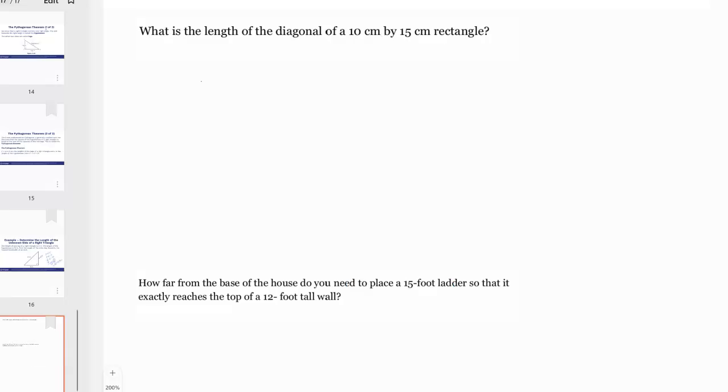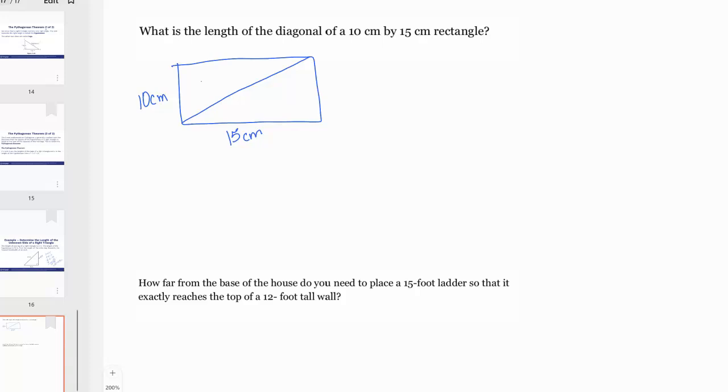So let's look at two word problems. What is the length of the diagonal of a 10 centimeter by 15 centimeter rectangle? So let's draw a picture of what's going on. So we have a rectangle. This is 10 centimeters by 15 centimeters. We want to know how long that diagonal is.